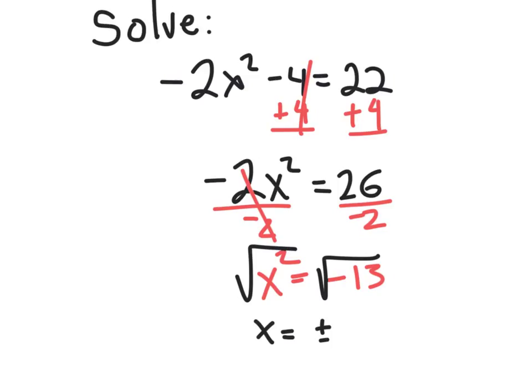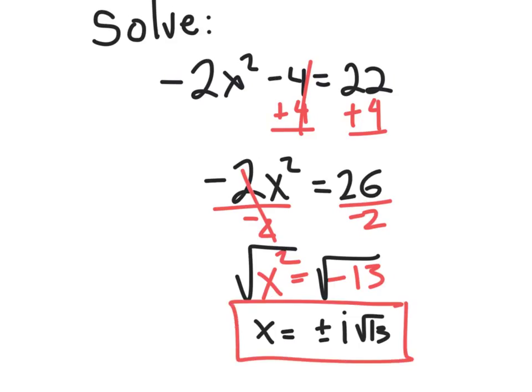Another important detail is you have a negative in here. You can't have a negative in there. Remember, that just means that it's an imaginary answer. So we're going to put an i out in front, and then the square root of 13 inside the root. And ladies and gentlemen, we are done. That's your answer for that quadratic equation. x equals plus or minus i square root of 13.